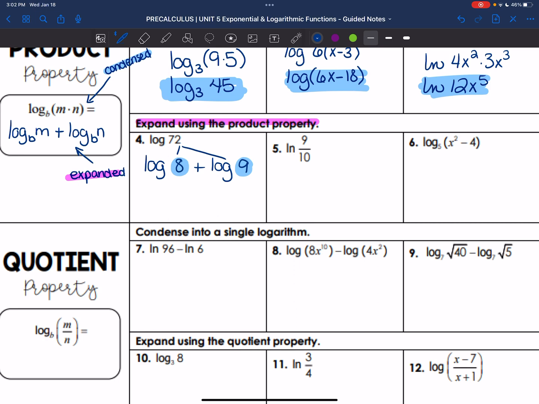I want to bounce all the way over here to 6. Let's look at 6. What would we have? Log base 5 and another log base 5. What two things would we multiply together to give us x squared minus 4? What would be the two expressions that when we multiply them together would give us that difference of squares? It would be x plus 2 and x minus 2.